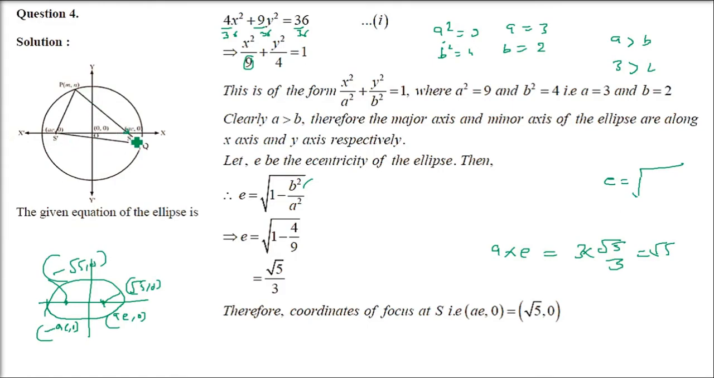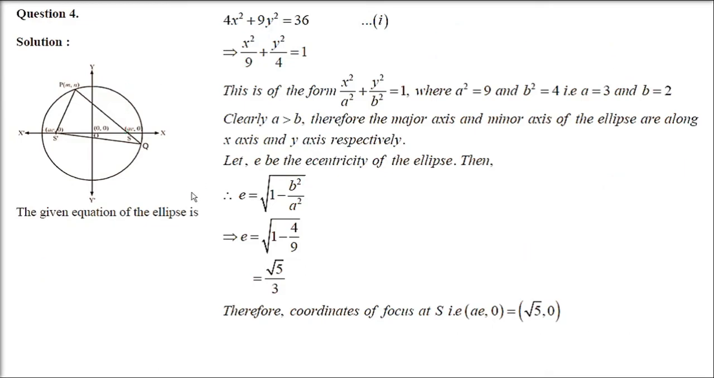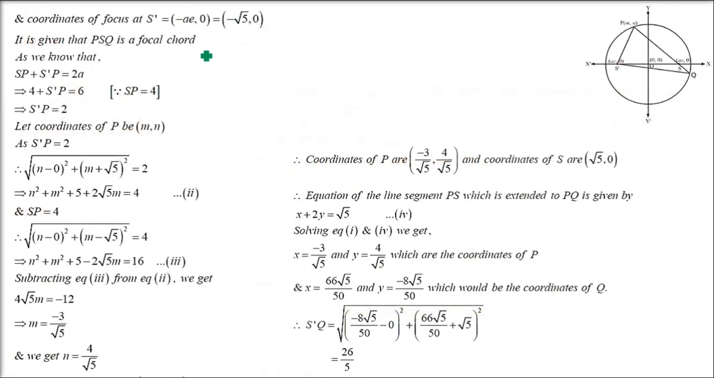Now the length of PS is known, it's 4. We know the S point, but we don't know the P point, and we don't know the Q point either. This is a focal chord, and this length SP is known. And this we know for any ellipse: if you add the distance of any point from the two foci, it will be equal to 2a. This is the logic.